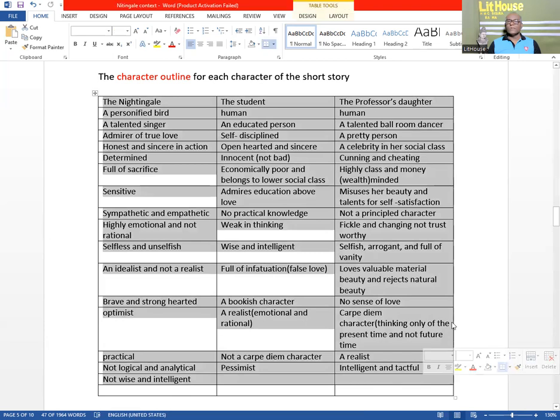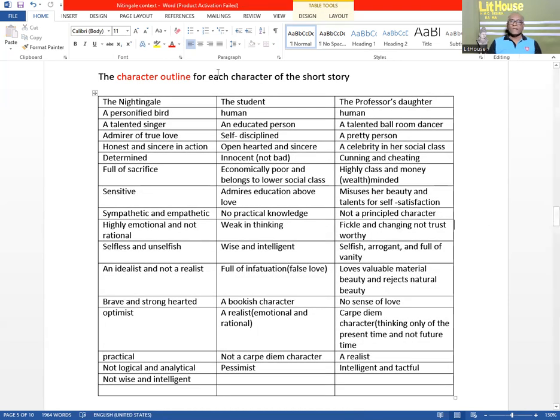Okay. Now in your notebook, divide your book into 3 columns. Divide your book into 3 columns. One for the nightingale, the other for the young student, the last for the professor's daughter. And copy them down, all of these qualities. Copy them down. Okay.